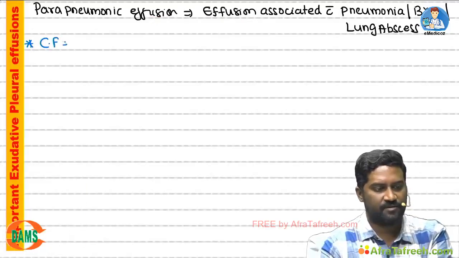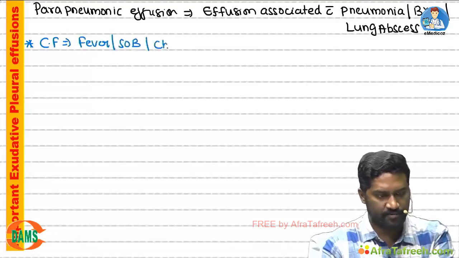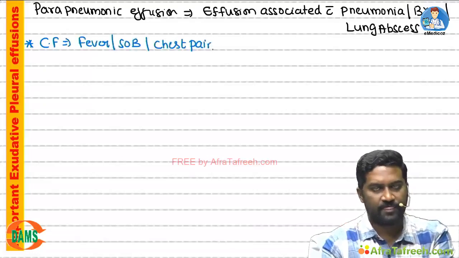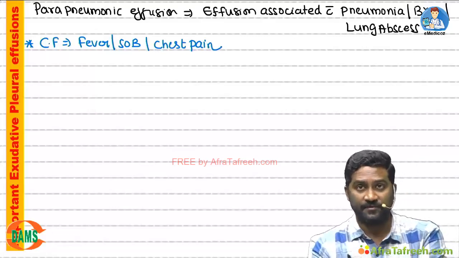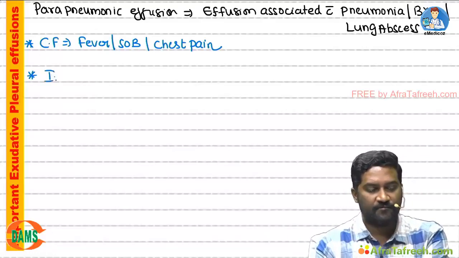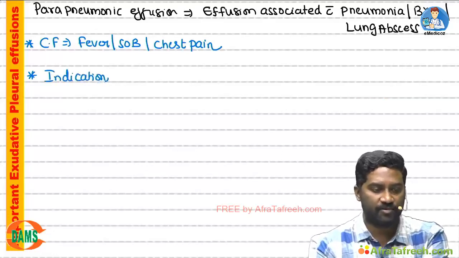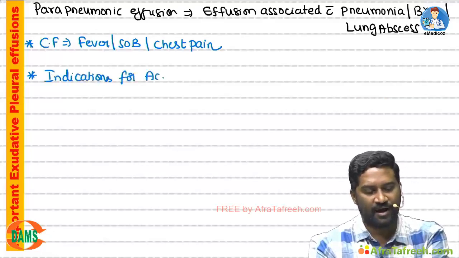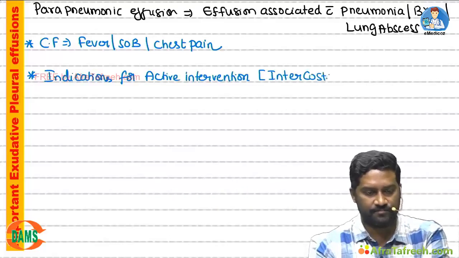The patient's clinical features will be fever, shortness of breath, chest pain. Now generally, when there is a parapneumonic effusion, if you treat the underlying infection, that effusion will also resolve automatically. But there are a few situations where you should immediately put in an intercostal drain and completely remove the fluid. Indications for active intervention in parapneumonic effusion. What is that active intervention? It is nothing but intercostal drainage, ICD.